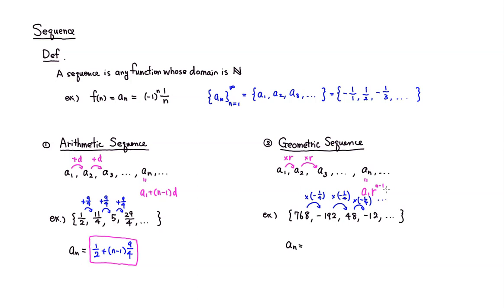It just keeps on going, so we know exactly how to find a_n. a_n is going to be a1, which is 768, times r, which in this case is negative 1/4, raised to the n minus 1. So that's the formula for this particular geometric sequence. All right, that's it. I hope that this was clear.